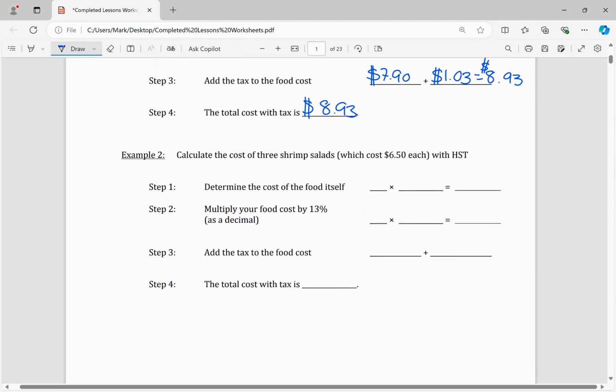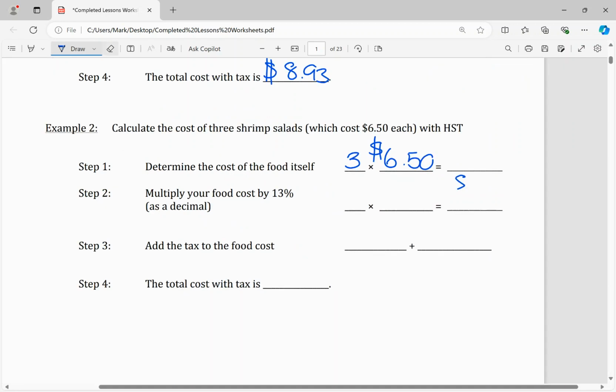Next, we have a similar example, but here we have 3 shrimp salads at $6.50 each. Take a minute, solve this question, and then make sure that your answer matches mine. So the first thing that we are going to do is take 3 and multiply it by $6.50. We have 3 salads at $6.50 each. So 3 times 6.5 gives us $19.50.